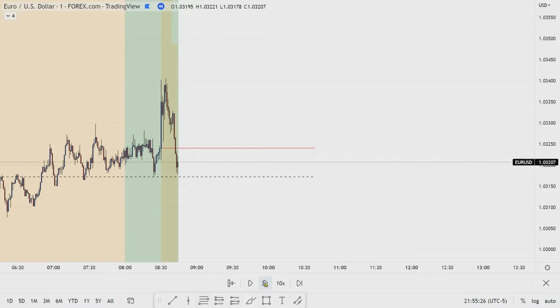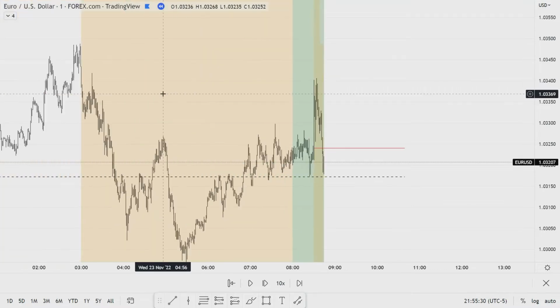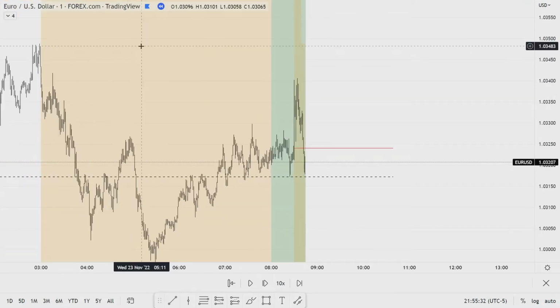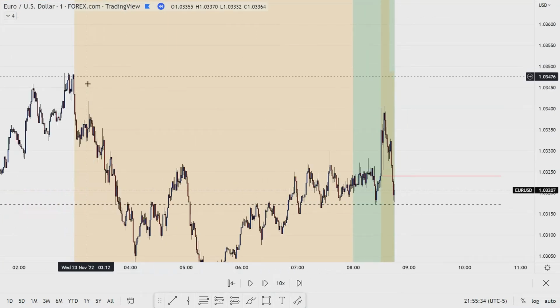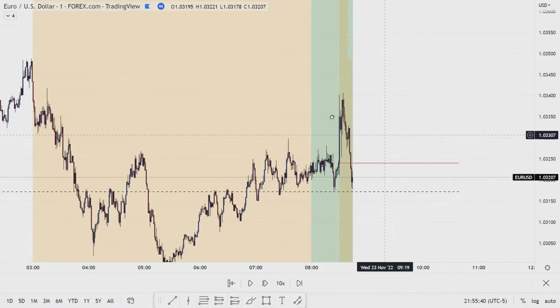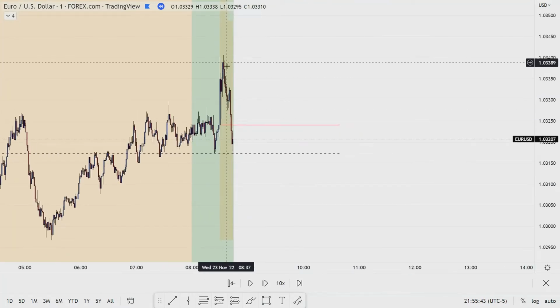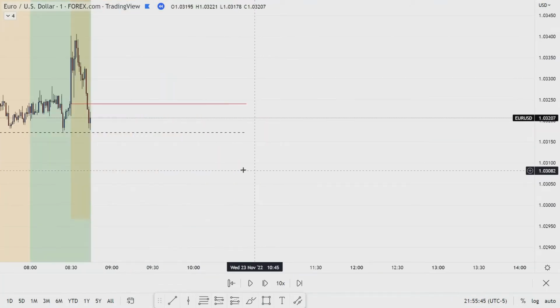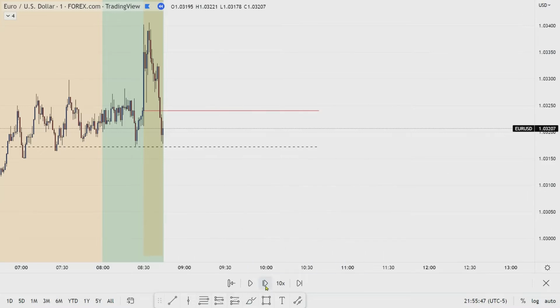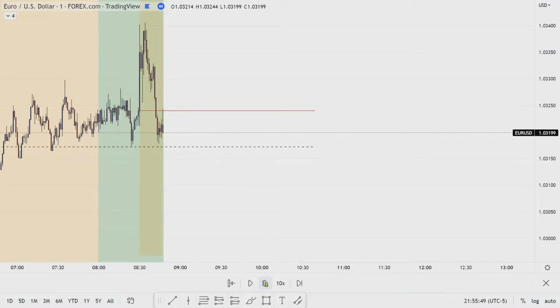All right, so we're going to a discount. We went to a premium. We didn't take out this significant high. We didn't take out this other potentially significant high. But we went up into a premium, but then as we can see now, we're going down into a discount. So we're going to see how that plays out.